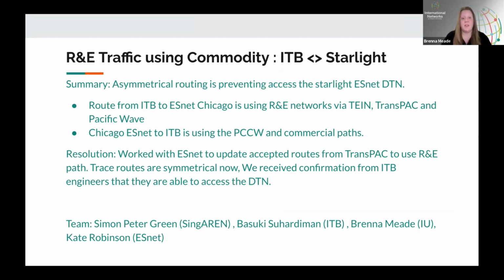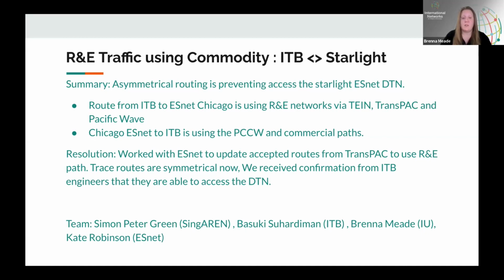So the route from ITB to ESnet Chicago was using R&E networks via TEIN, Transpac, and PacWave. However, in the other direction from ESnet to Indonesia ITB, it was using PCCW, which is a commercial path in the US and other commercial paths.